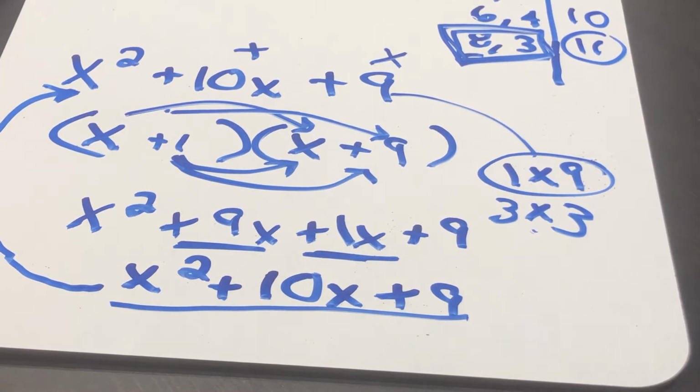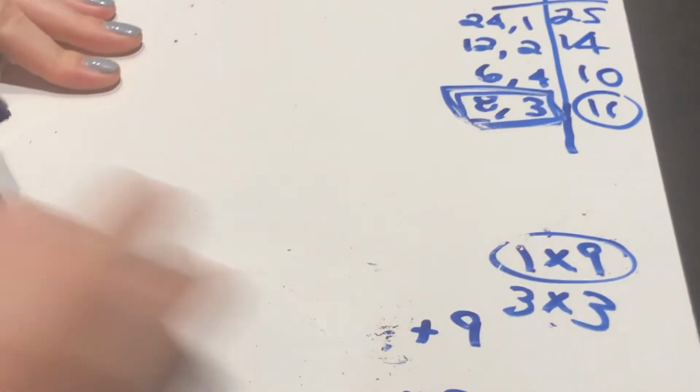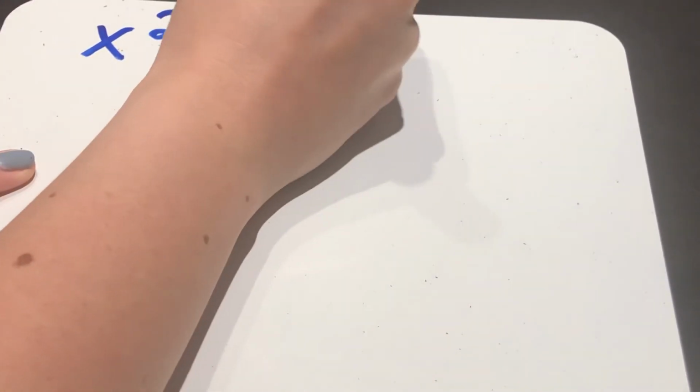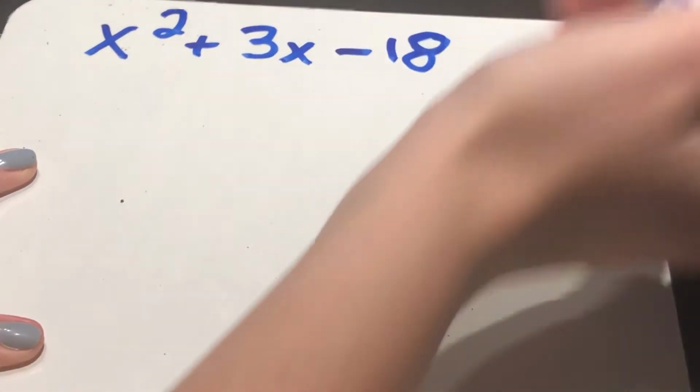I'm going to show you one more example with negative numbers, just so you know how to do negatives. It's the same thing, but you want to be careful because I know you guys struggle a little bit with negatives, so let me show you what's going to happen here. I'm just going to do one example for this. Let's say we had x squared plus 3x minus 18.